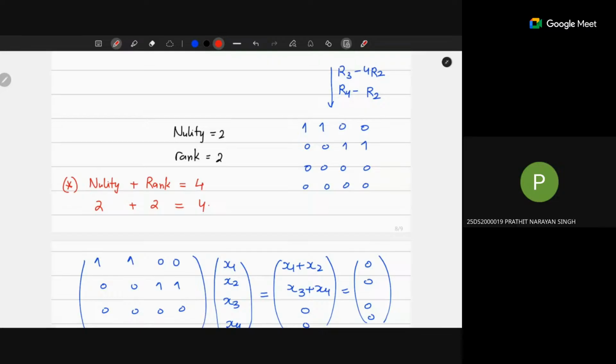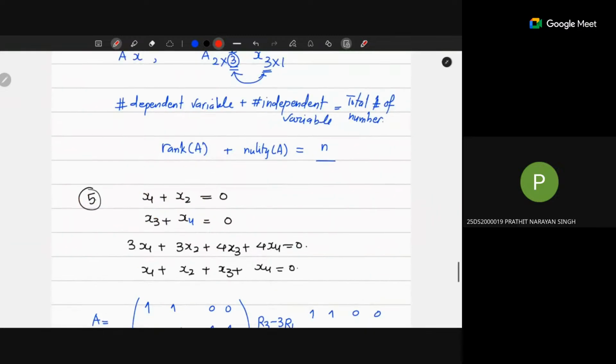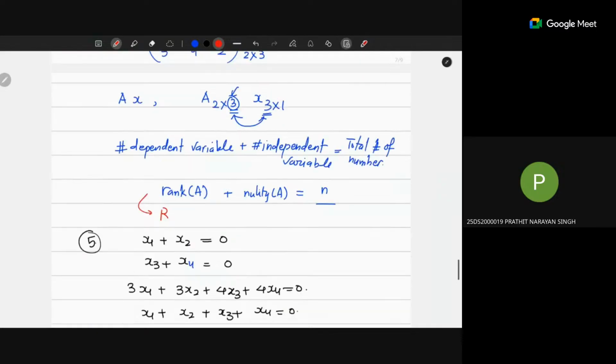So we have seen this is the rank, not this in particular. Let me put it here. This is the rank nullity theorem.